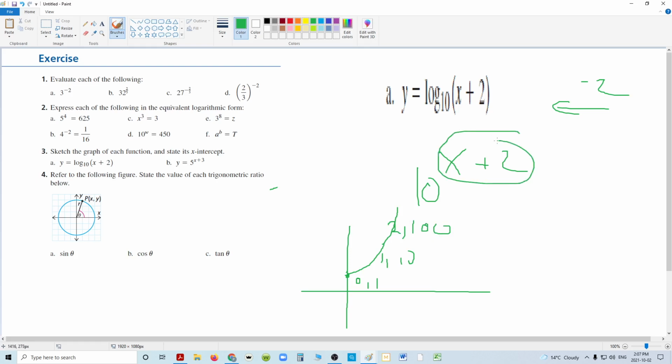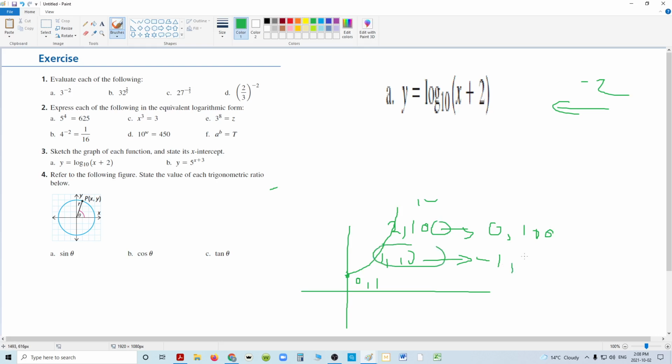But I know that x is going to move 2 to the left. So I'm going to take all my base points, and I'm going to move each x by subtracting 2. So that means this new point is going to map out to -2, 1 for the last one, and the others map to -1, 10 and 0, 100.